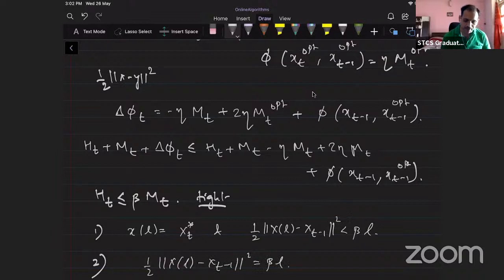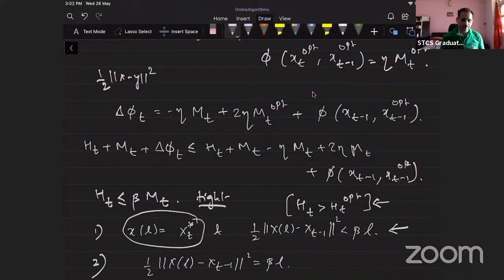So which condition are we in? Is it possible that we are in this, while h t, see we are under the condition that h t is strictly greater than h opt, correct? That's the case we are interested in. So when this is true, which of the two have to be necessarily true? Is it possible that condition 1 is true? Can this be true when h t is greater than h opt?